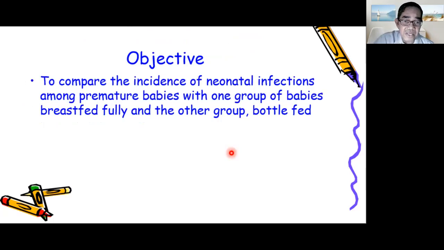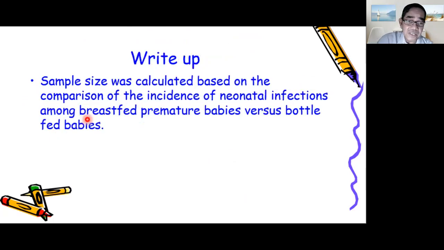Anyway, let me give you an example of the write-up, how the sample size calculation is written. Suppose this is the objective of the study, the last test of hypothesis, the example that I gave. Suppose the objective of the study is to compare the incidence of neonatal infections among premature babies, with one group of babies breastfed fully and the other bottle-fed. So that's the objective of the study. And this is how you make a write-up of the sample size calculation.